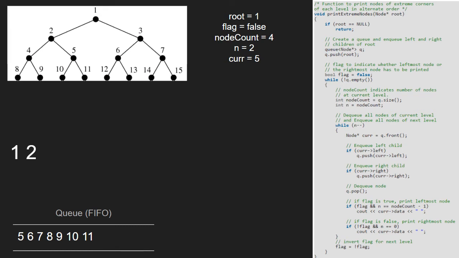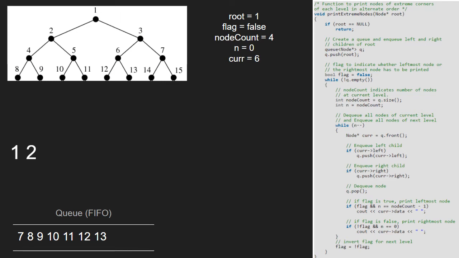Next, we pop 5 from the queue. Since flag is false but n is not 0, nothing is printed and we continue the while loop. We decrement n. Cur will point to 6. We enqueue the left and right children of 6, so 12 is enqueued. Then 13 will be enqueued. Next we pop 6 from the queue. Since flag is false but n is not 0, nothing is printed. So we continue with the inner while loop and decrement n.